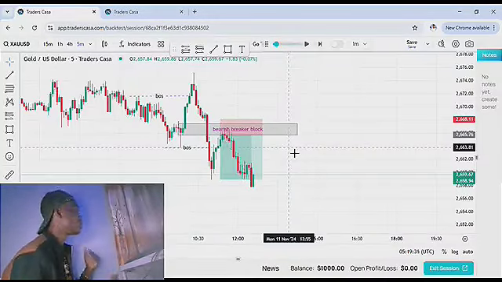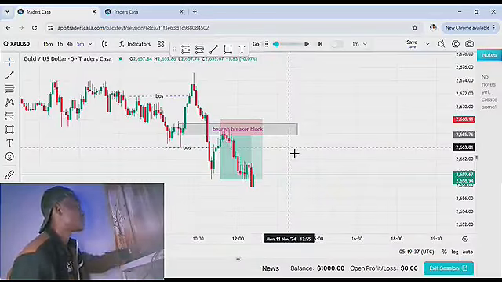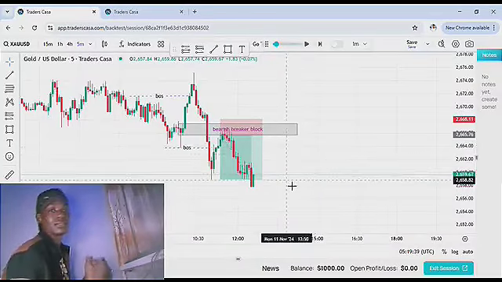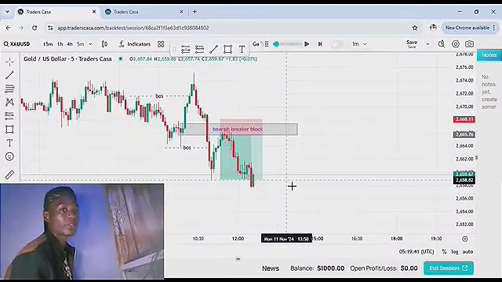Make sure you take your book, look at your chart, practice this, and you will definitely become profitable and thank me later.